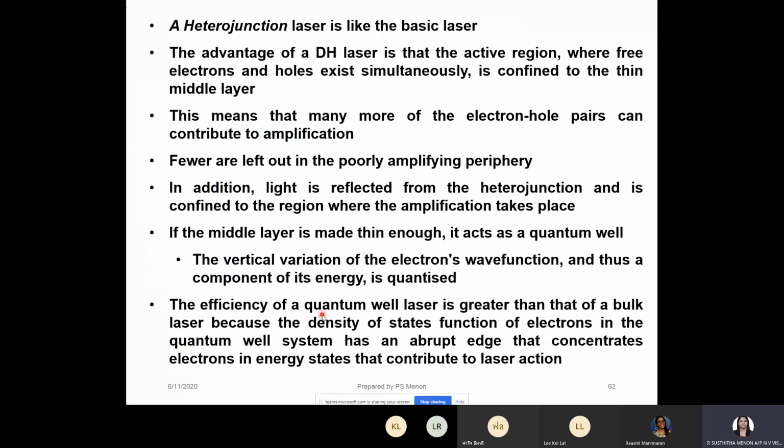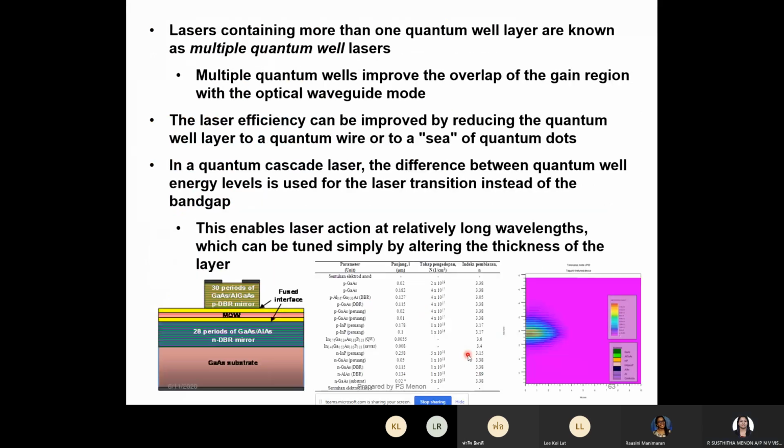So the efficiency of a quantum well laser, or we call it nowadays we have a spacer also, is greater than that of a bulk laser because the density of states function of electrons in the quantum well system has an abrupt edge. Later I'll explain this in another slide. Lasers containing more than one quantum well are known as multiple quantum well lasers. Multiple quantum wells improve the overlap of the gain region.